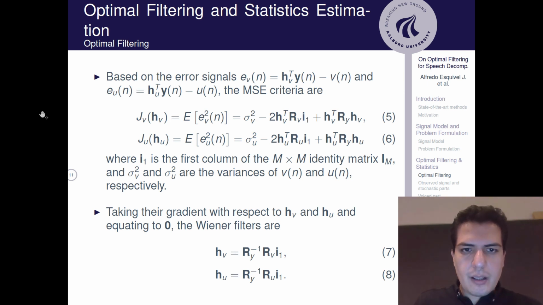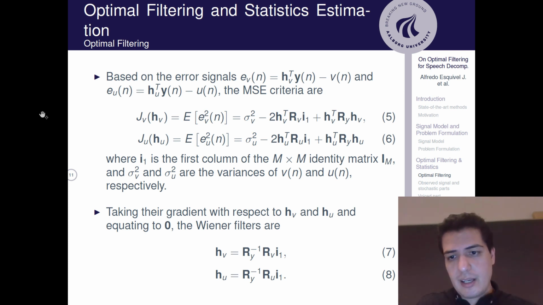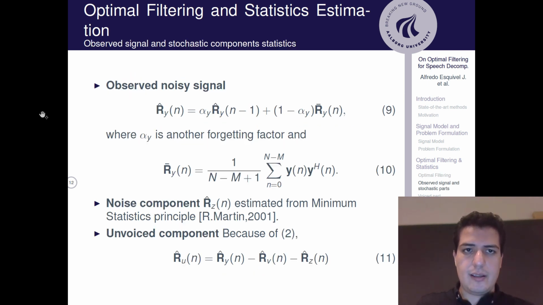And we take the gradients of these criteria, in equation number 5 with respect to HB, and of equation number 6 with respect to HU, and equate them to the zero vector. Then we find the solutions of the filters, which are the classical Wiener filters, as in equation number 7 and equation number 8. We see that these filters depend on the covariance matrices, so we need to estimate these covariance matrices. So we're going to do that right now.